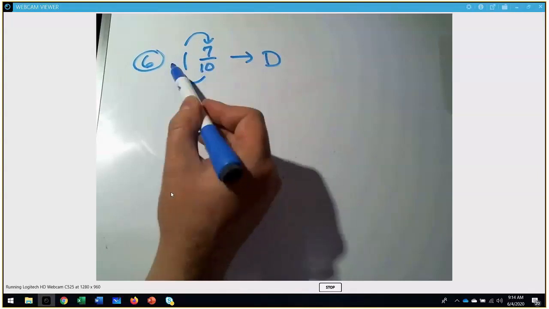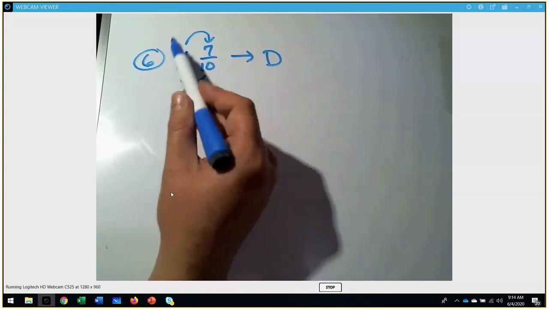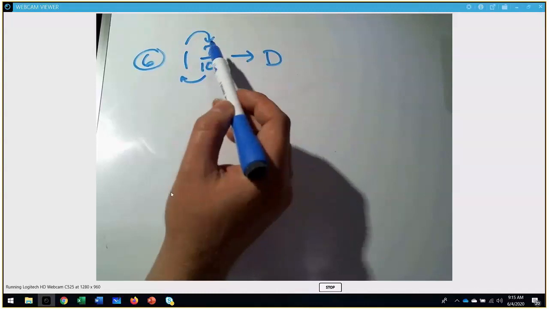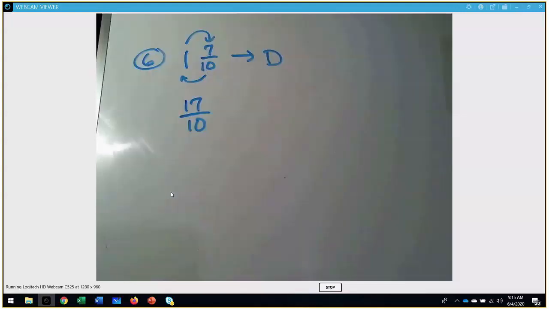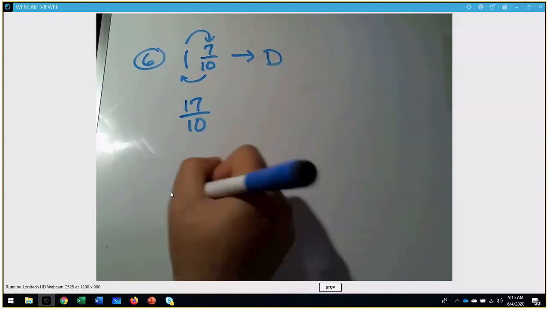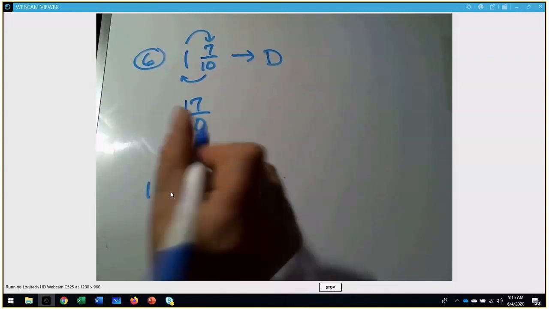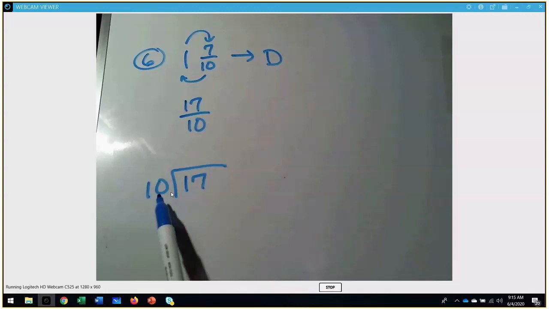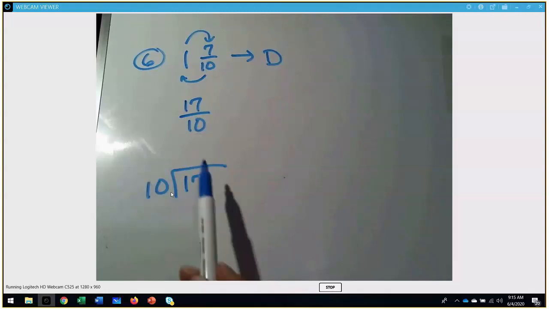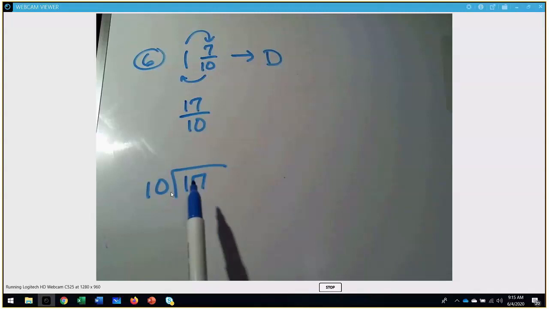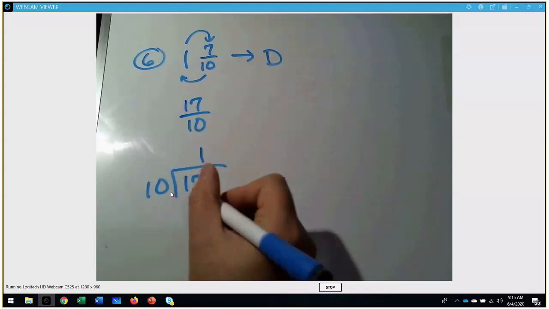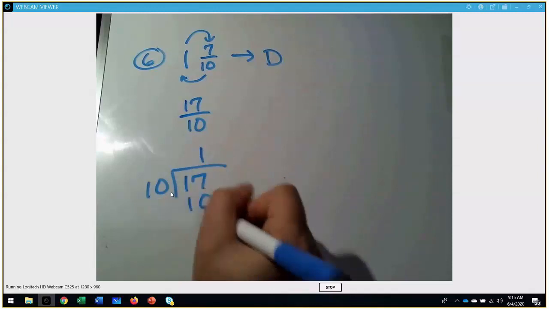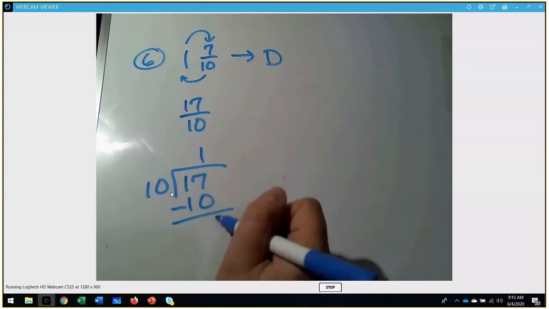So 10 times 1 is 10. Plus 1 plus 7 is 17 over 10. Then we'll divide it. Numerator goes on the inside. Denominator on the outside. Since you can get this started, 10 does go into 17 one whole time. We'll put the 1 up top. 1 times 10 is 10. Subtract and we get a remainder of 7.